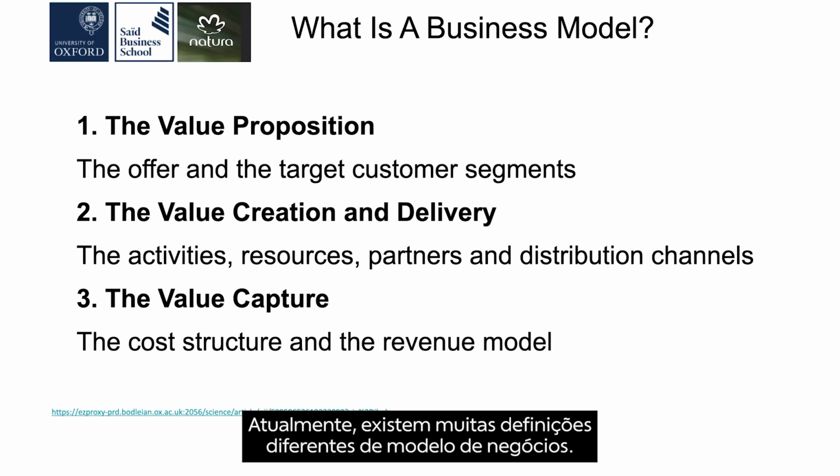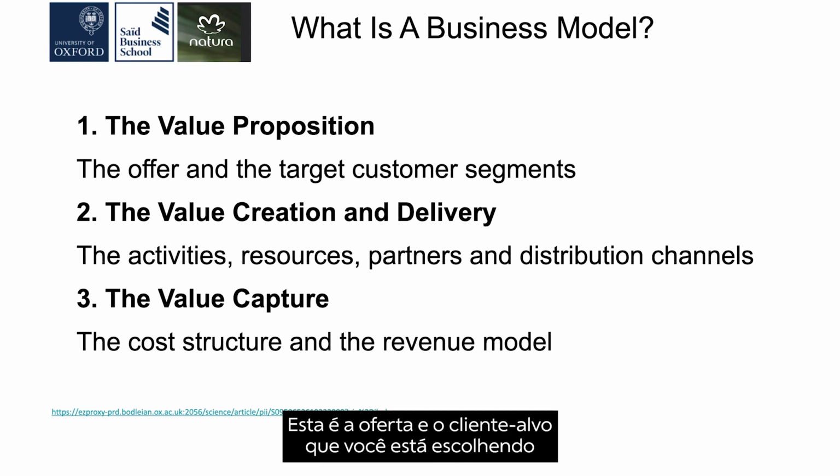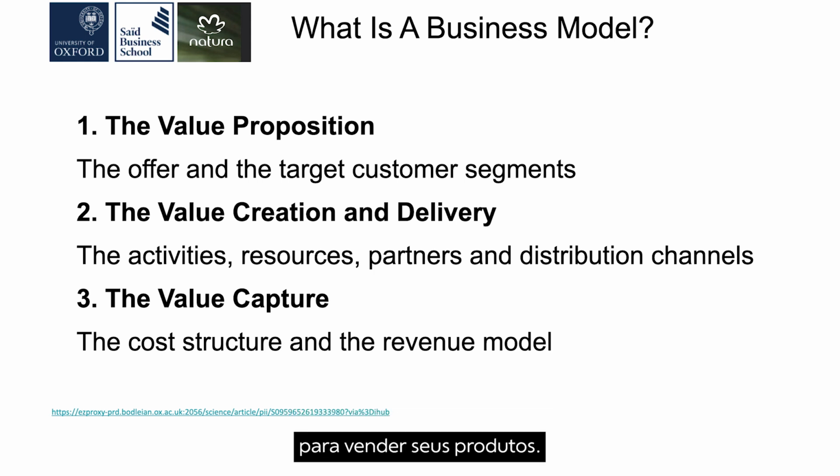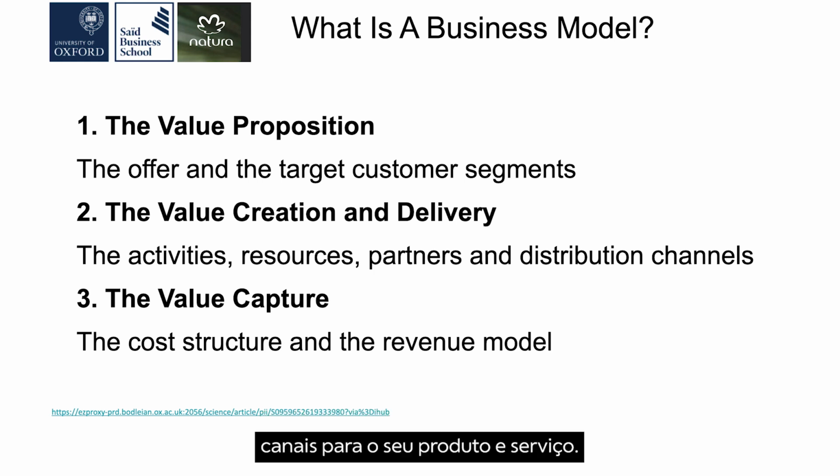Now, there are a lot of different definitions of business model out there. The one that I like the most actually breaks it down into 3 core elements. Element 1 is the value proposition. This is the offer and the target customer that you're choosing to sell your business or your products to. The second is the value creation and delivery. These are the activities, the resources, the partners, and the distribution channels for your product and service. The third element is the value capture. This is the cost structure and the revenue.